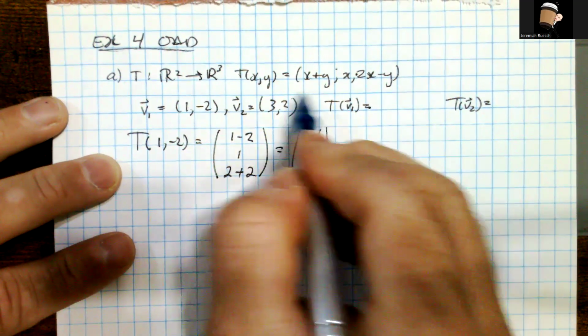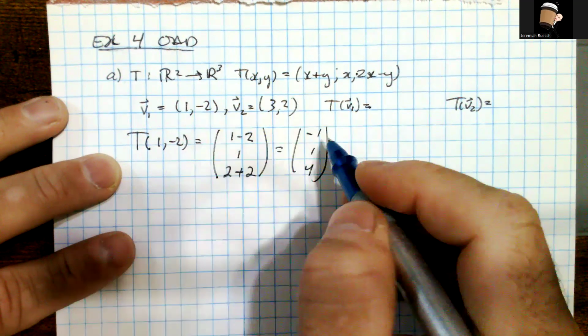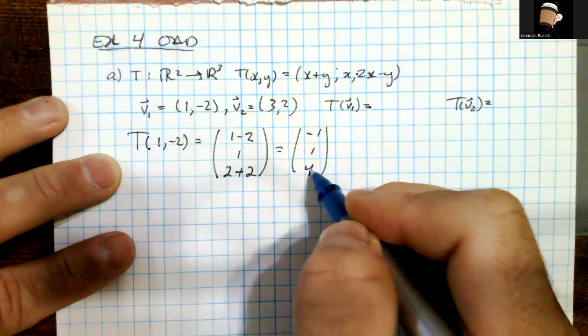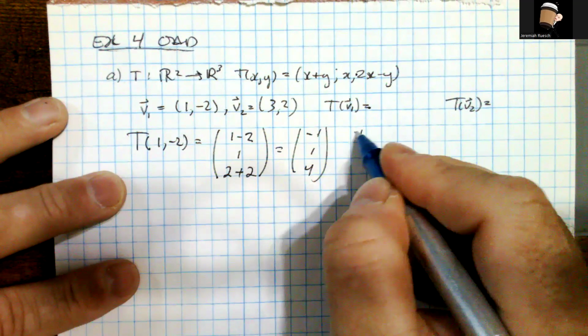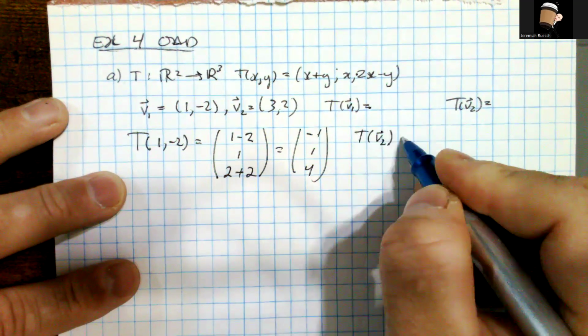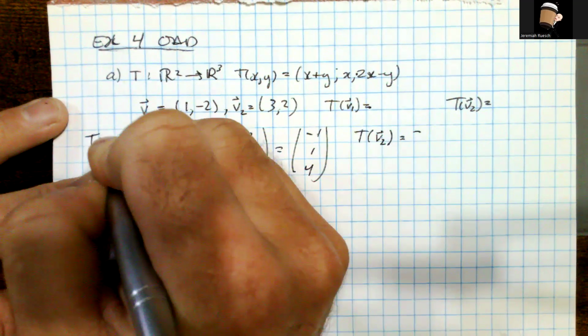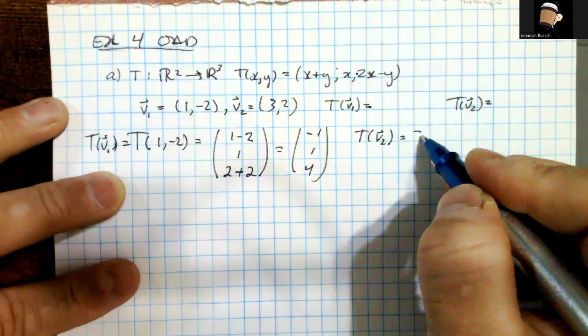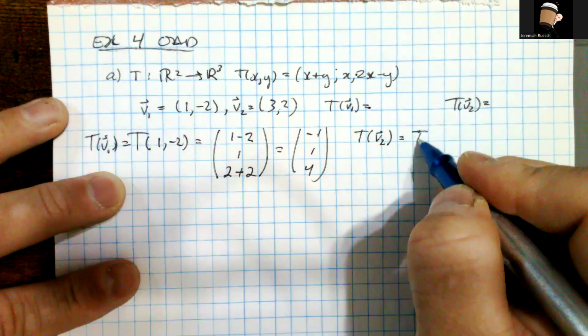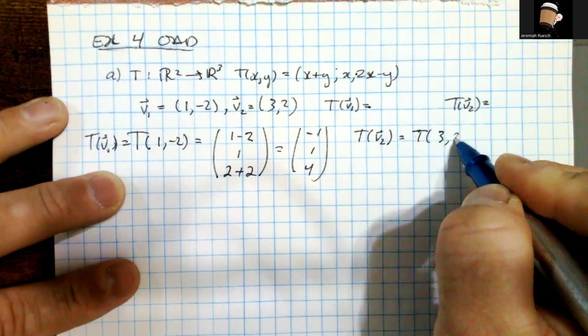So this transformation takes the vector (1, -2) to (1, -1, 1, -1, 1, 4). Okay, all right, let's try the transformation of vector 2, which is, I guess I should have written that here, v1, which is going to be the transformation of (3, 2).